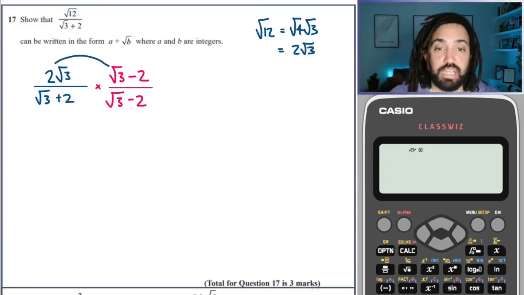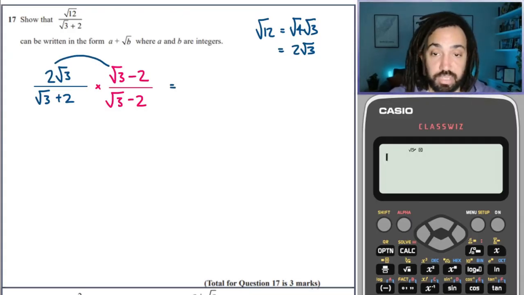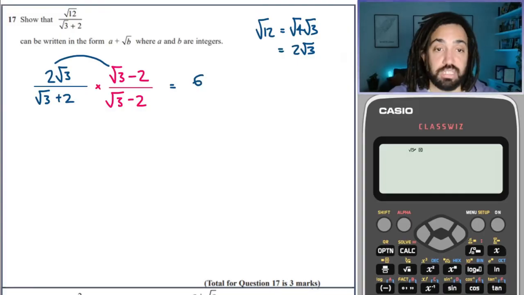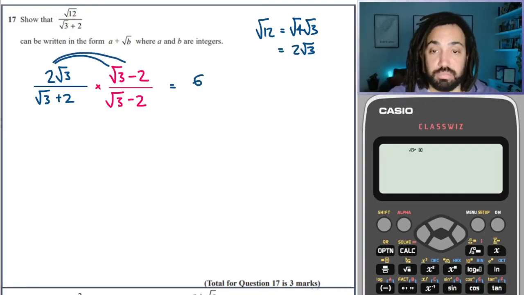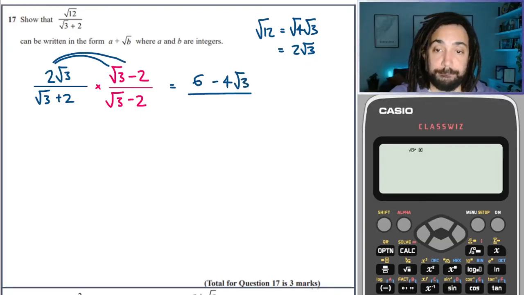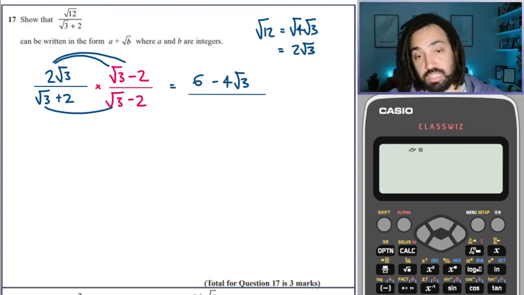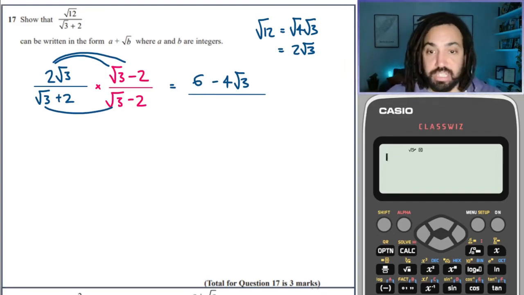So what do we get here? Well, root 3 times root 3 is 3. But we're timesing that by 2 as well, so 2 times 3 is 6. 2 times 2 is 4, so that's minus 4 root 3. On the bottom, we've got 3 times 3 is 9, so it's root 9, which is the same as 3.